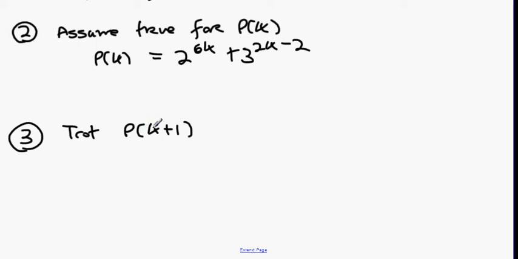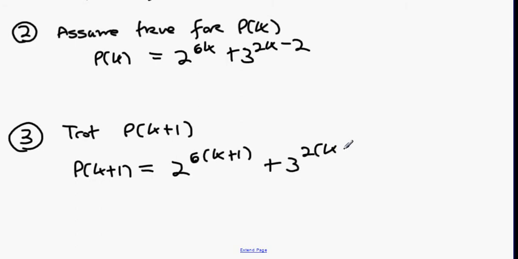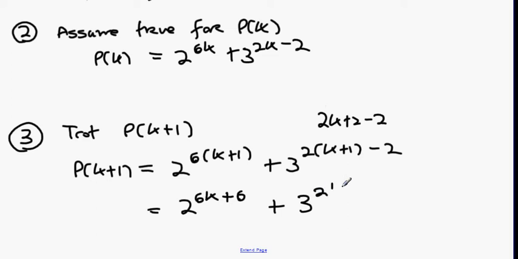Now, to test P of k plus 1, what we've got to do is get P of k plus 1, and it's going to be 2 to the power of 6 times k plus 1 plus 3 to the power of 2 multiplied by k plus 1 minus 2. So what we're going to get here is 2 to the power of 6k plus 6, and we're also going to multiply that out and get 3 to the power of 2k plus 2 minus 2, plus 3 to the power of 2k.